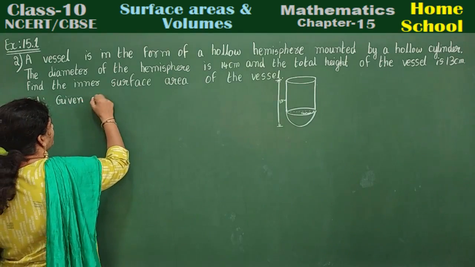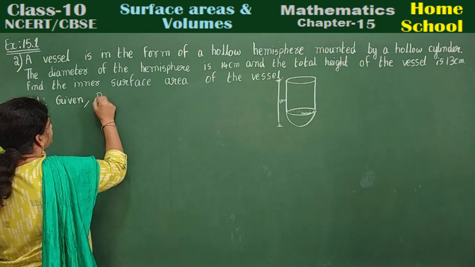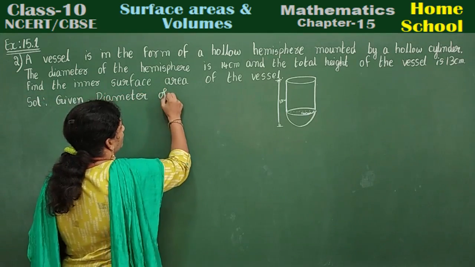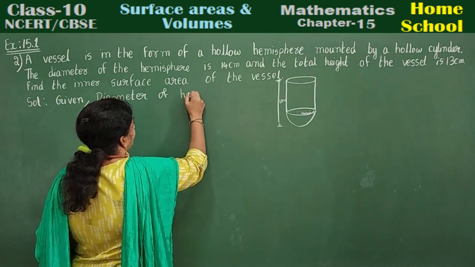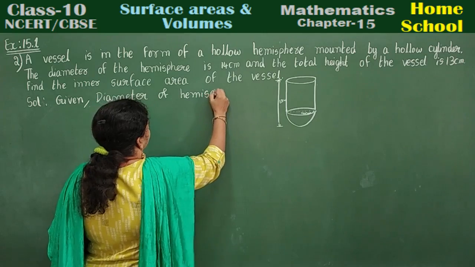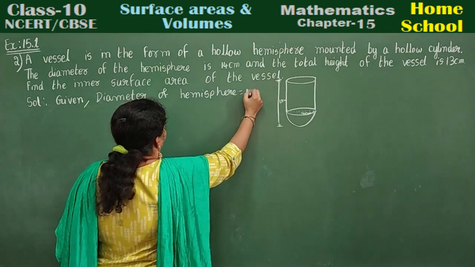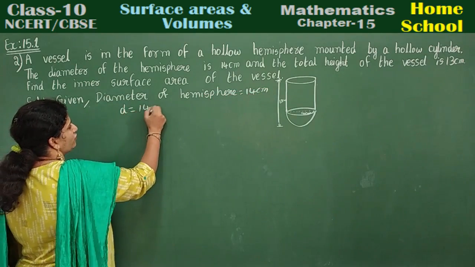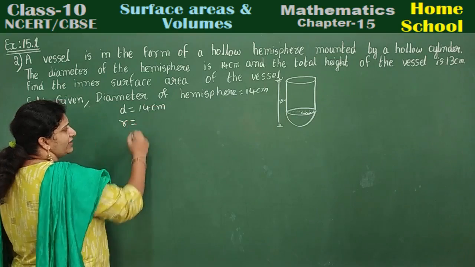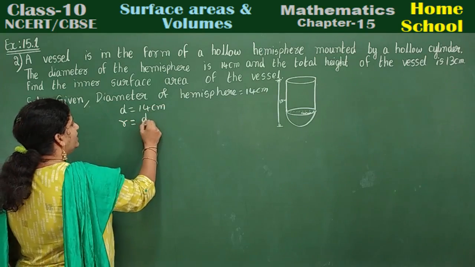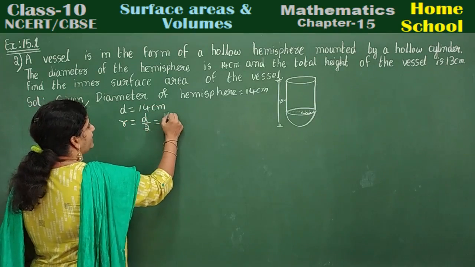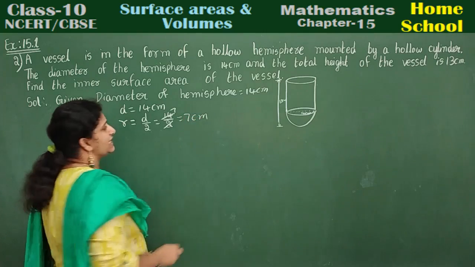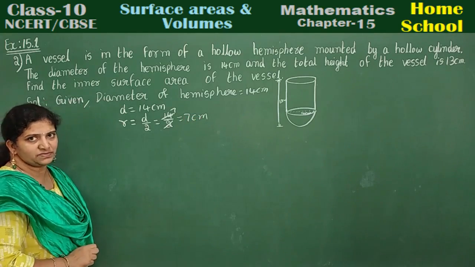Given: diameter of hemisphere. Diameter of hemisphere is equal to 14 centimeters. That means D is equal to 14 centimeters. I want radius. Radius, how are we going to get? Diameter half is radius. 14 by 2, 7. 7 centimeters is the radius of hemisphere.